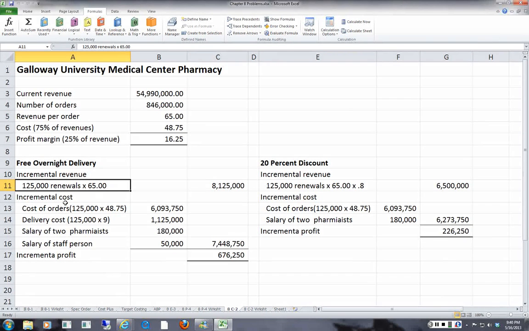125,000 orders, and of course each revenue per order is $65. So if you multiply 125,000 renewals times $65, you get $8,125,000. Now that's the incremental revenue. The incremental cost.